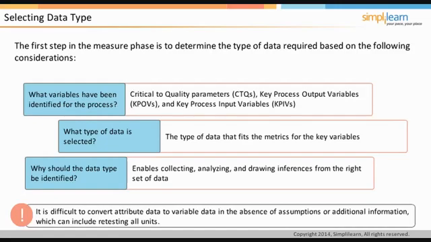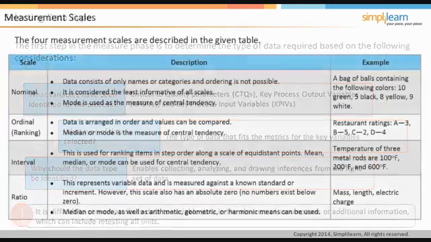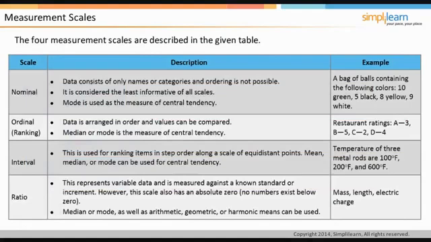Let us look at measurement scales in the following screen. There are 4 measurement scales arranged in the table in increasing order of their statistical desirability. In the nominal scale, the data consists of only names or categories, and there is no possibility of ordering. An example of this type of measurement can be a bag of colored balls, which contains 10 green balls, 5 black balls, 8 yellow balls, and 9 white balls. This is the least informative of all scales. The most appropriate measure of central tendency for this scale is mode.